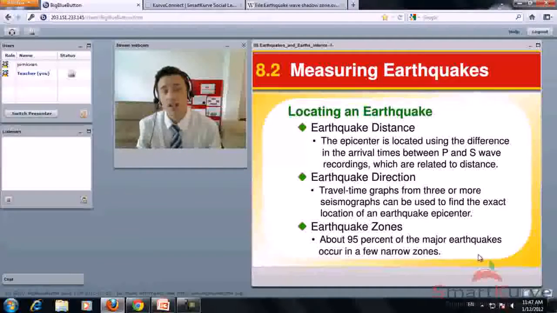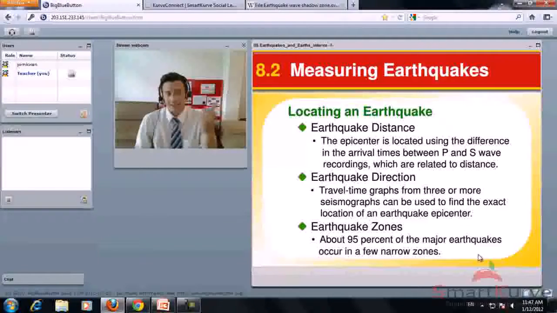Just as we can do this with lightning and thunder, scientists can do the same thing with the P wave and the S wave. We understand the speed of both of these waves, so by counting the time between the two waves, we can calculate the distance.